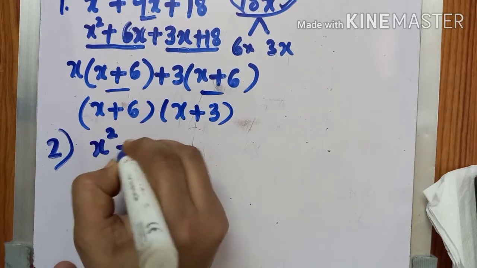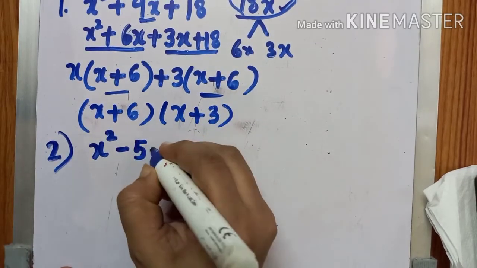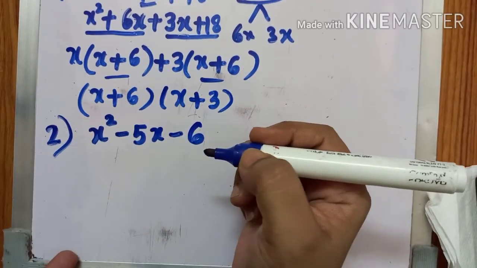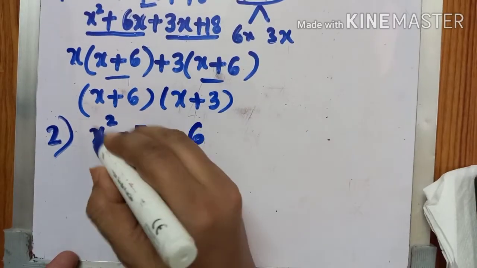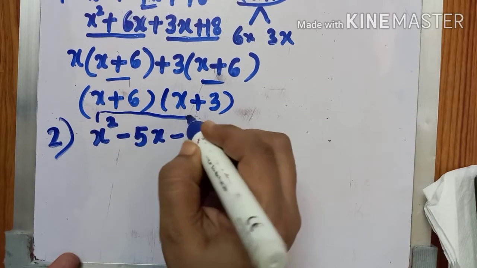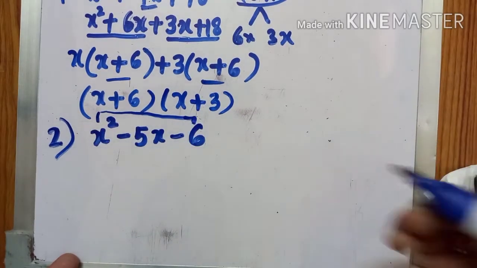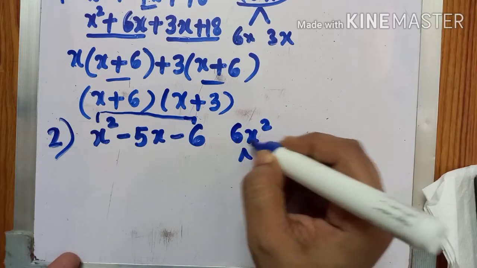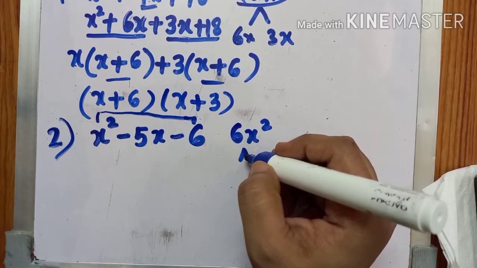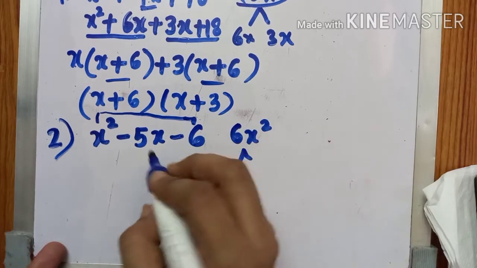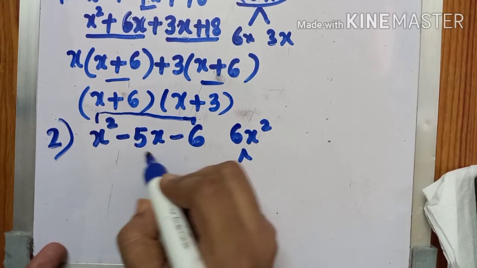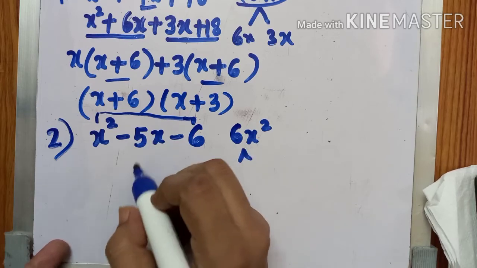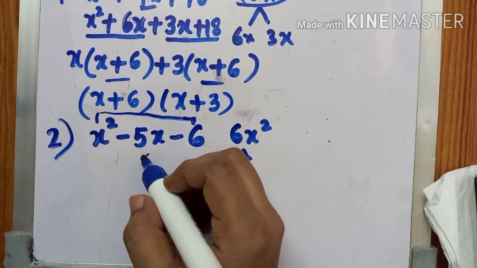The second one is x square minus 5x minus 6. So x square minus 5x minus 6. First of all, the first term with the last term, so you will get 6x square. Now 6x square you have to write in such a way that when you add or subtract, you should get minus 5x, and here also. So minus 5x, how can you write minus 5x?